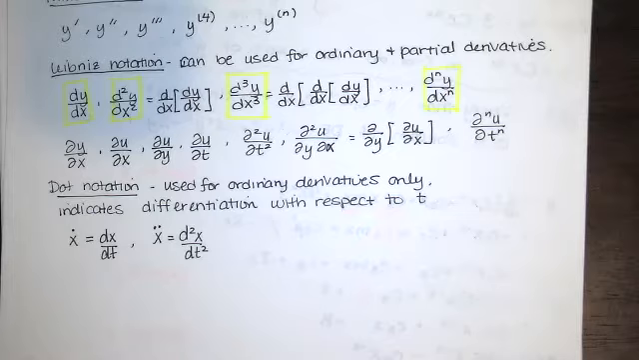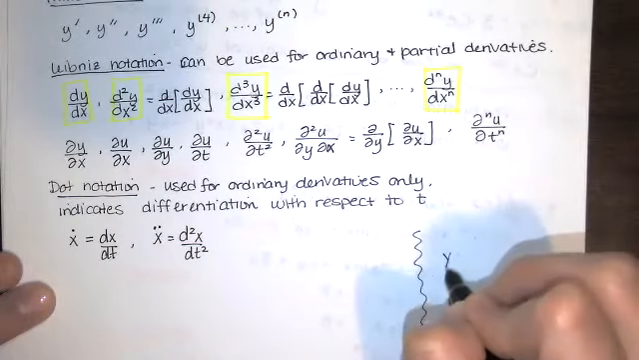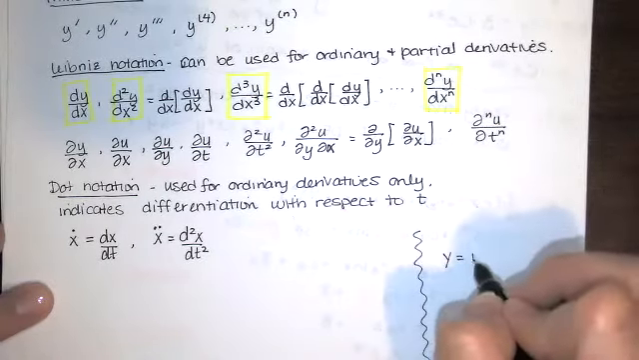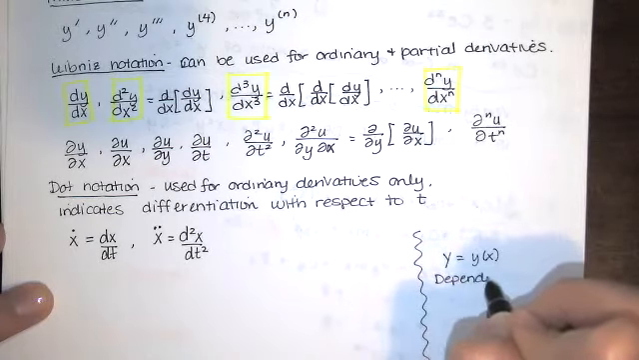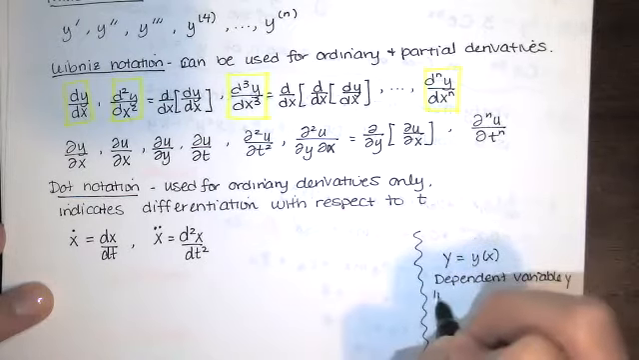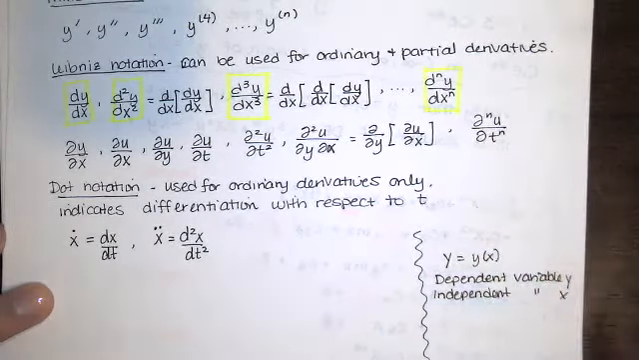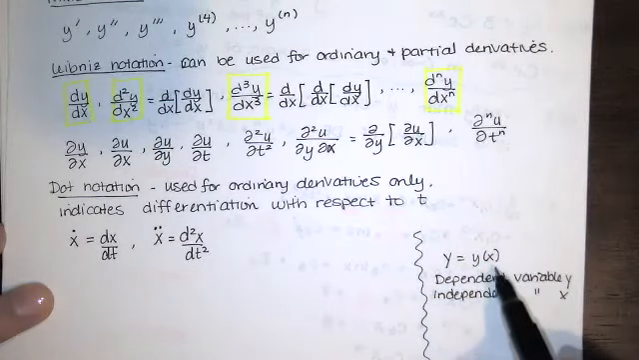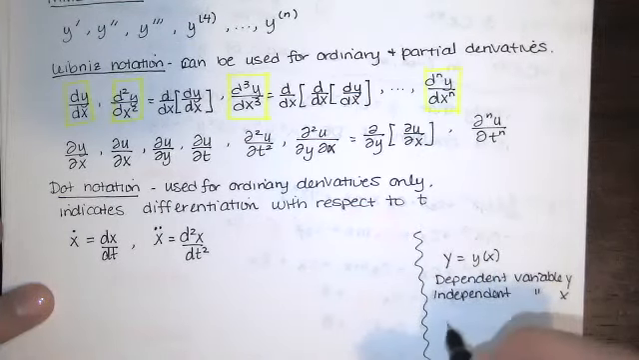Now, I've been using these terms dependent variable and independent variable. I guess I should review what that is just briefly. If we have y as a function of x, the dependent variable is y, and the independent variable is x. As we're letting x vary, we're thinking of it as being independent. And then no matter what x is, this equation is going to tell us what y is. So we're thinking of y as depending on x.